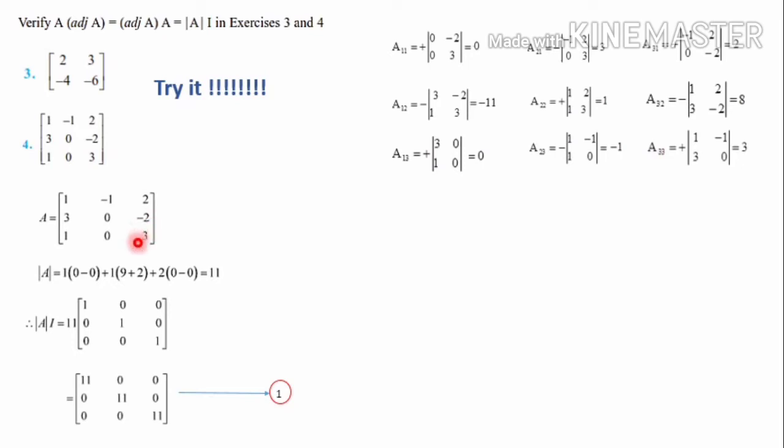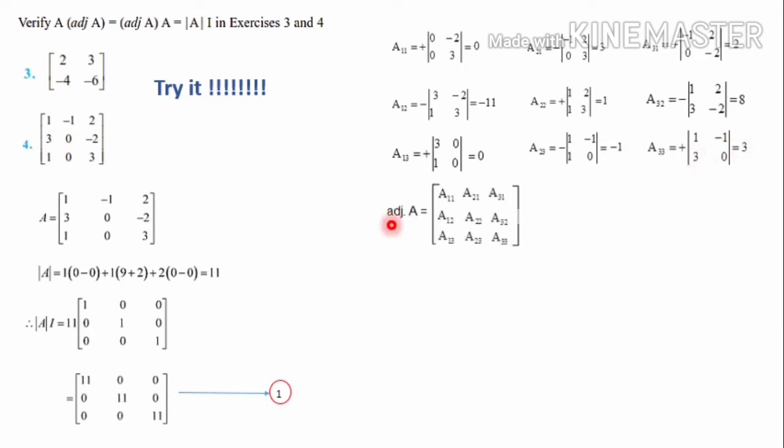That 3 is the element. Row and column are gone, so the minor 1 minus 1, 3, 0 is written. The outside sign is plus because 3 plus 3, the row value plus the column value, is 6, which is an even number. That's why the outside sign is positive. 1 into 0 is 0. Minus into minus is plus, 3 into 1 is 3. So 0 plus 3, 3 is the answer.